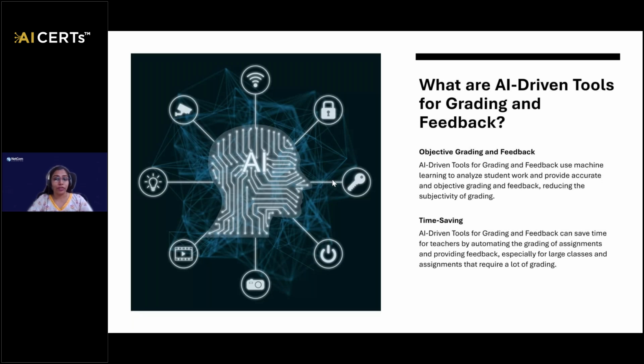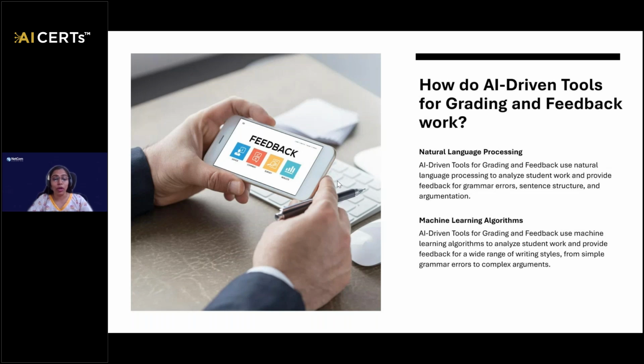Now, how do AI driven tools for grading and feedback work? Very simple. It works on natural language processing. Of course, machine learning algorithms are also there, but the most important thing is natural language processing that makes it really easy, like a cupcake. You just need to grab it and eat it. So, AI driven tools for grading and feedback use natural language processing to analyze student work and provide feedback for grammar errors, sentence structure, argumentation, for anything and everything.